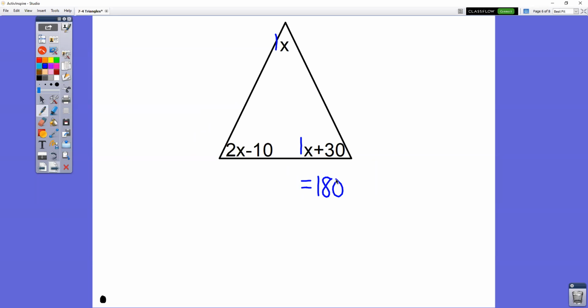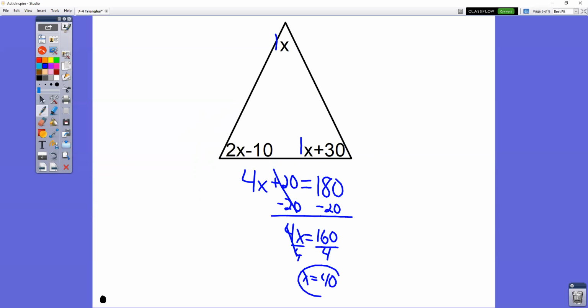So 1x plus 1x plus 2x gives you 4x. And now we're adding together a negative 10 and a positive 30. Negative 10 plus positive 30 is positive 20, or plus 20. So minus 20, minus 20. 4x equals 160. Divide by 4, divide by 4. We get x equals 40.